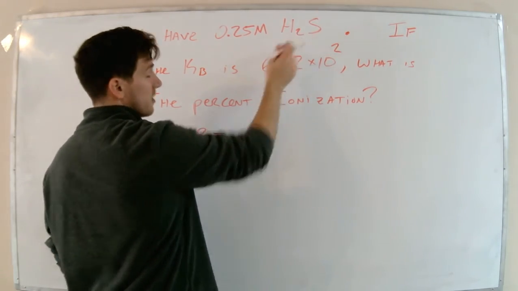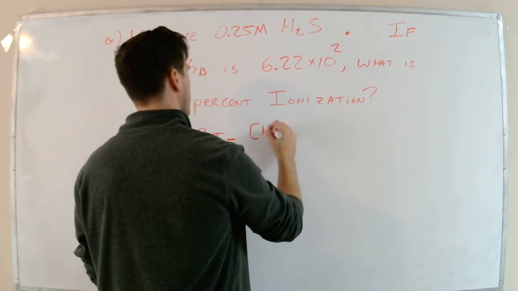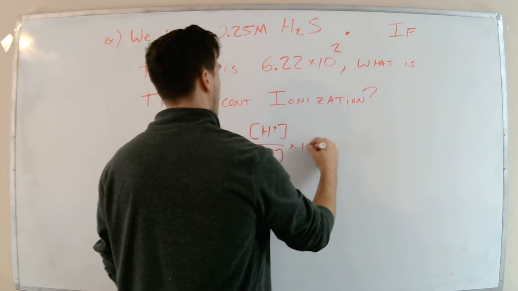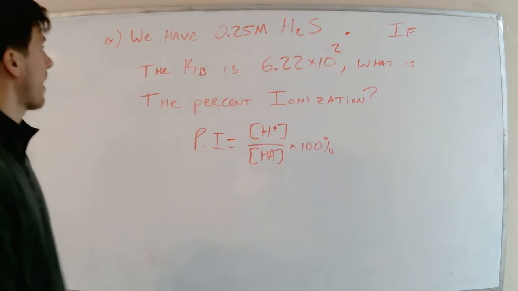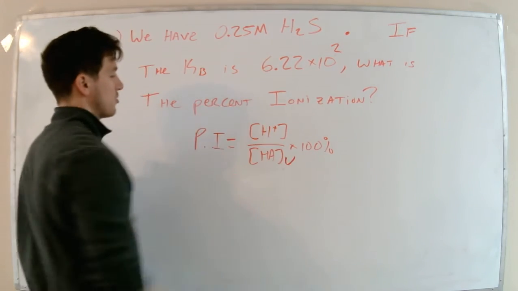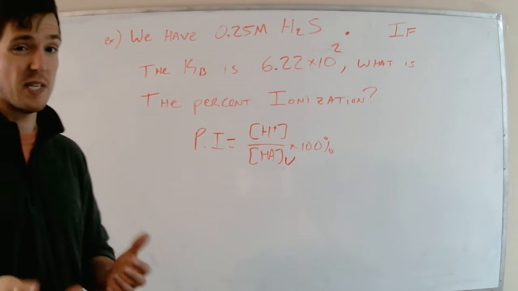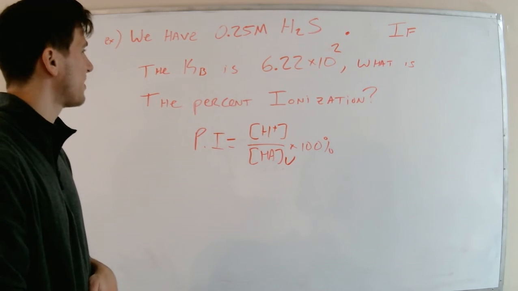We're dealing with the acid here, right? It's H2S. And it's going to be H plus over HA times 100%. Okay? We already have HA. They gave us the concentration of HA, but we need the H plus, right? They didn't give us pH, so we can't just take 10 to the negative log of that. But they did give us Kb.